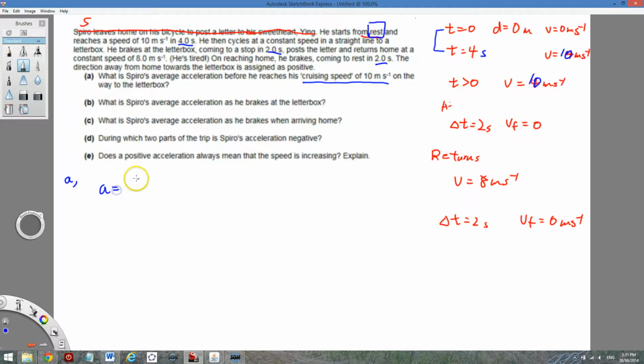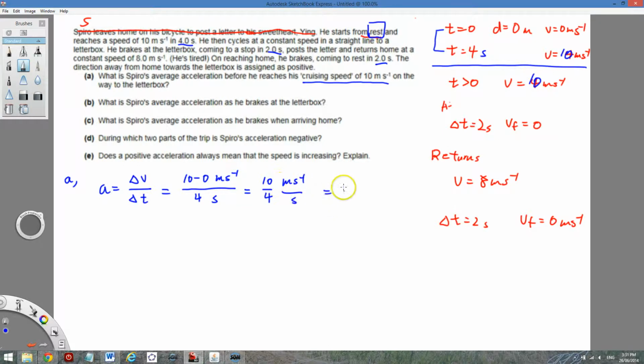Acceleration is the change of velocity divided by the change of time. The change of velocity will be the final velocity in these 4 seconds take away the initial. So 10 minus 0 meters per second divided by the time he spent, 4 seconds. If you do the calculation, 10 divided by 4, meters per second divided by second, then it will be 2.5 meters per second squared.